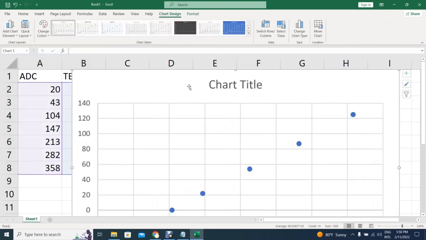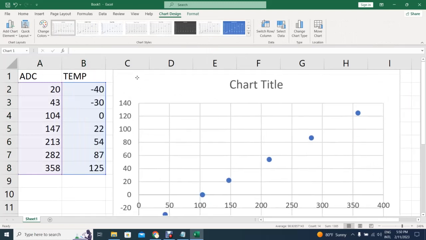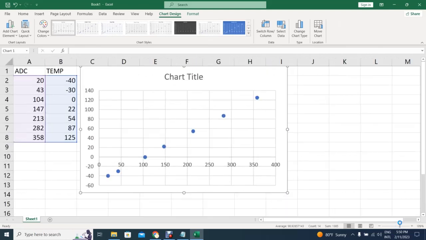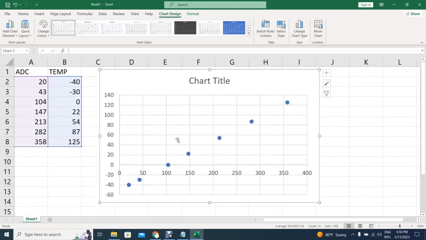Perfect. One thing that we want to be sure is that, let me reduce this a little bit. That's way too much. We want to be sure that it is plotting what it is supposed to be plotting, that the ADC is on this axis and in this axis is temperature, because otherwise we are in a problem. So as you can see, the 20 is somewhere here on this line, and that corresponds to the -40, which is perfect. Now, as you can see, the points are pretty much in a straight line.